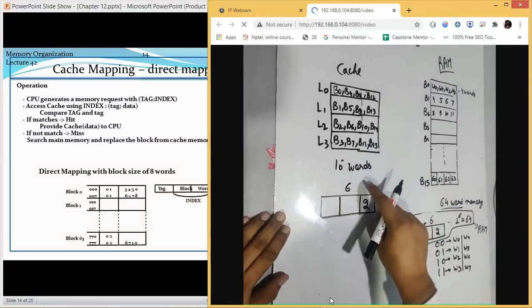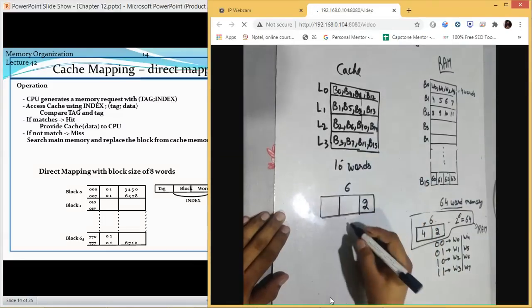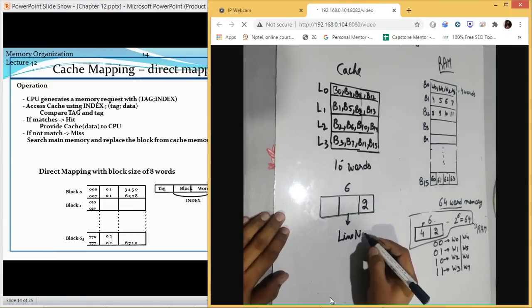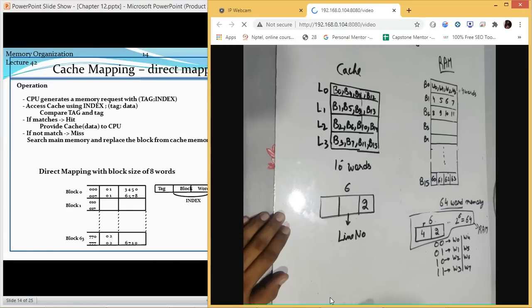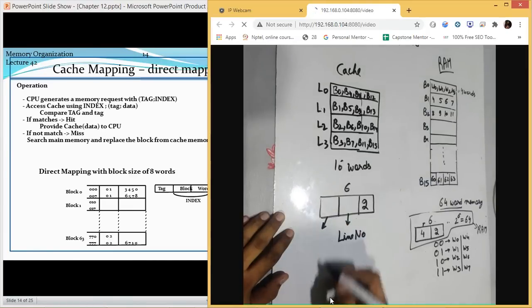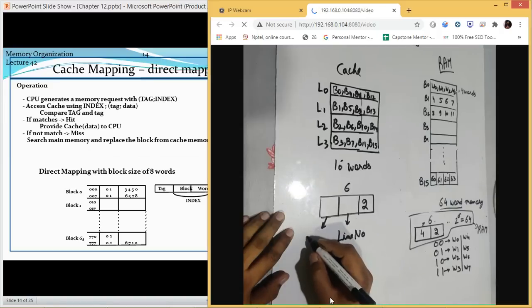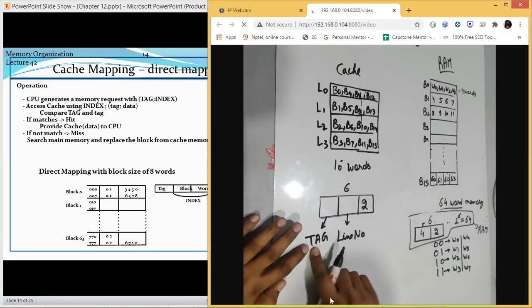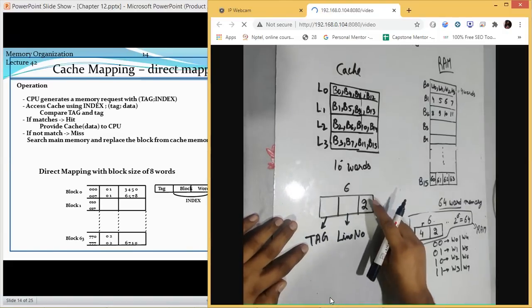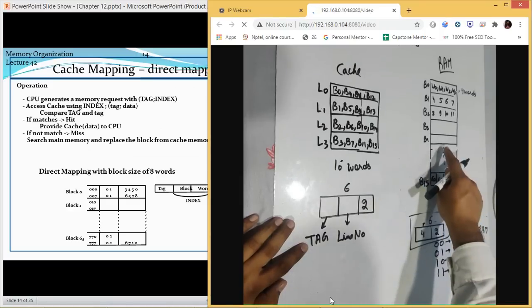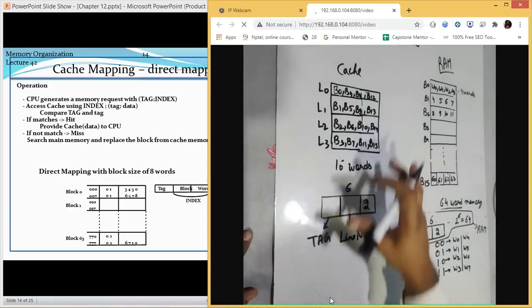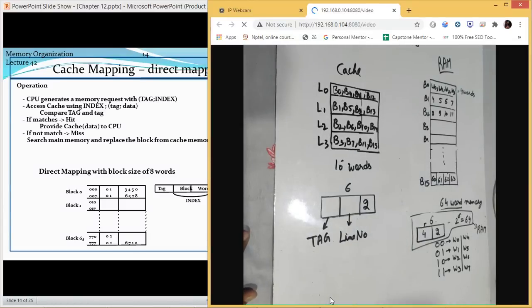Next, there are 3 different things in this. While we are talking about cache, this thing will become your line number. This will tell what is the line number. This will tell which is the block number, or we call it as tag. So this will be tag, this will be the line number, and this will be your block offset. So this is how we divide this in the case of caching.